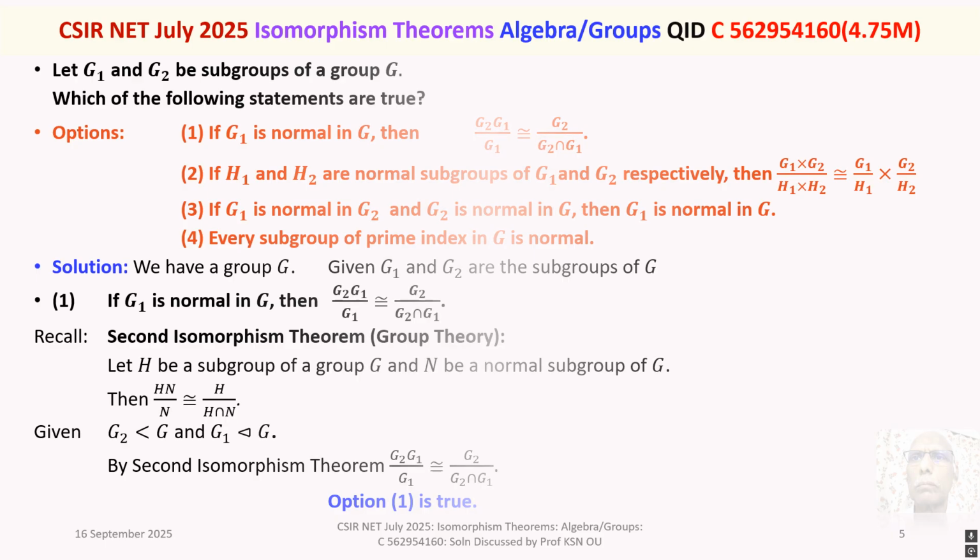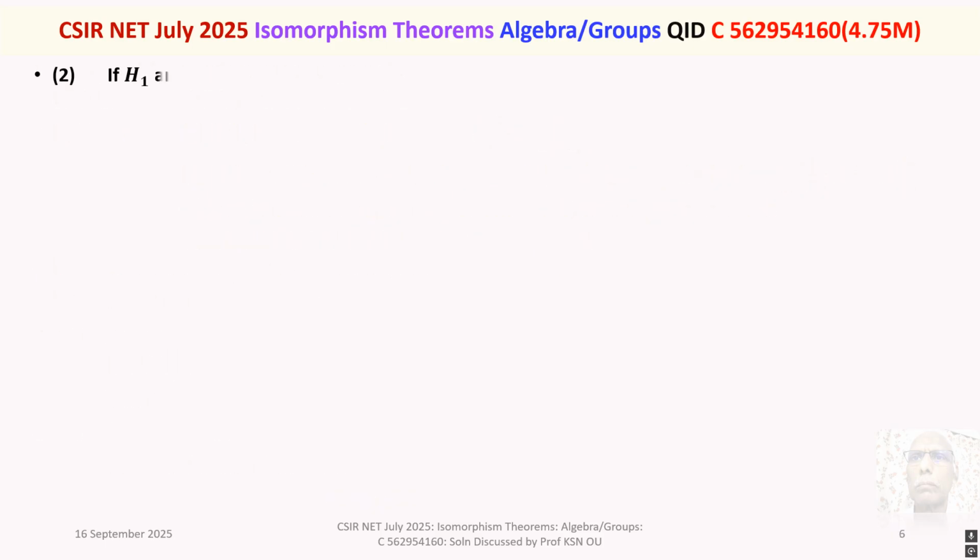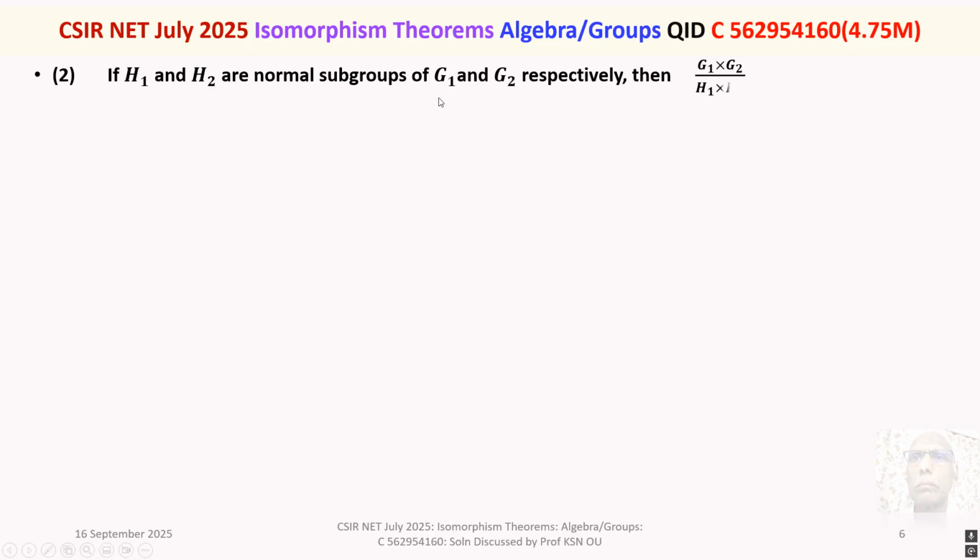We move on to the next slide for the discussion of option 2. If H1 and H2 are normal subgroups of G1 and G2 respectively, then G1 cross G2, the direct product, by H1 cross H2 is isomorphic to G1 by H1 cross G2 by H2, the direct product. Right. This is an exercise problem. I hope that you have done it in your class. If not, I will give you a proof of it.